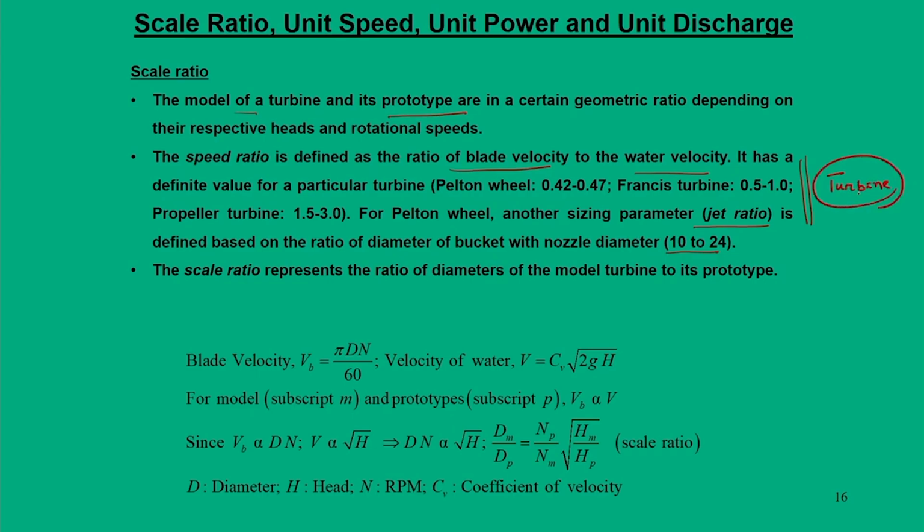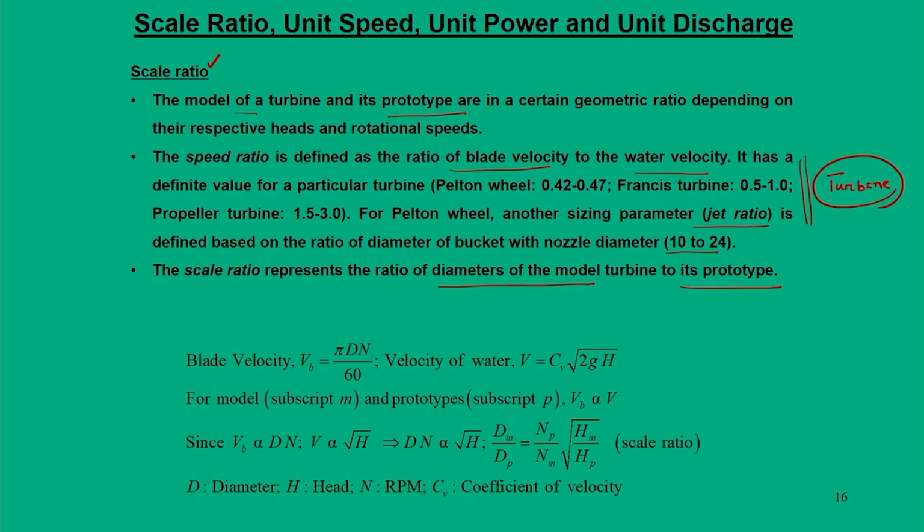Now, if this prototype turbine has to be tested with respect to a model, then we define this term called the scale ratio. The scale ratio represents the ratio of the diameter of the model turbine to its prototype. But when you make this comparison, we must say they should have the same specific speed.